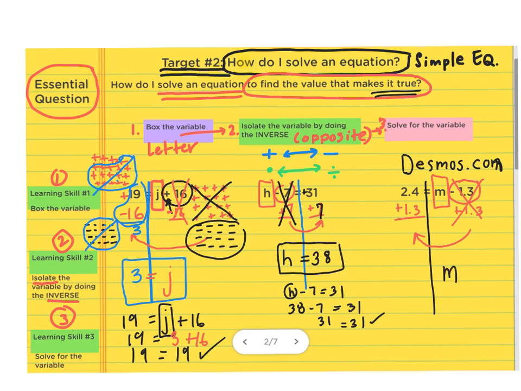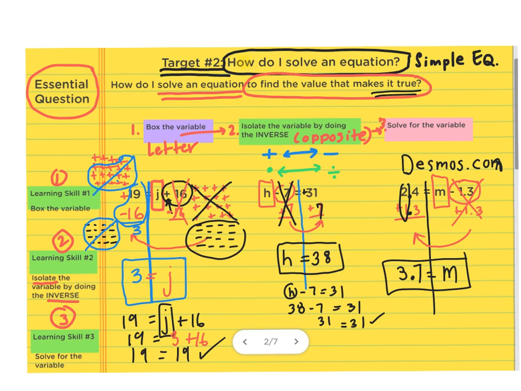Miss Olton, M. And on this side, I'm literally going to put into my calculator 2.4 plus 1.3. So 4 plus 3 gives us 7, and 2 plus 1 gives us 3. And then you see those decimals in the middle, we just bring it down to the middle also. So my final answer is 3.7.